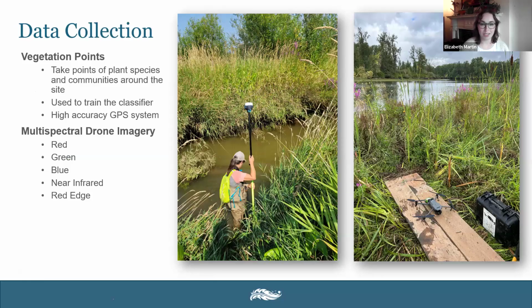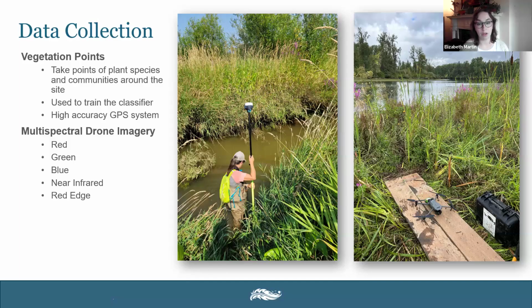So to do image classification, first you have to collect all the data. A large part of the field data collection is gathering vegetation points. That's the picture in the middle there of Amy getting vegetation points. These are point locations of different plant species taken all across the site. We focus on the species we're most interested in mapping, and we take as many points as we can because these are used to teach the classifier what to map.